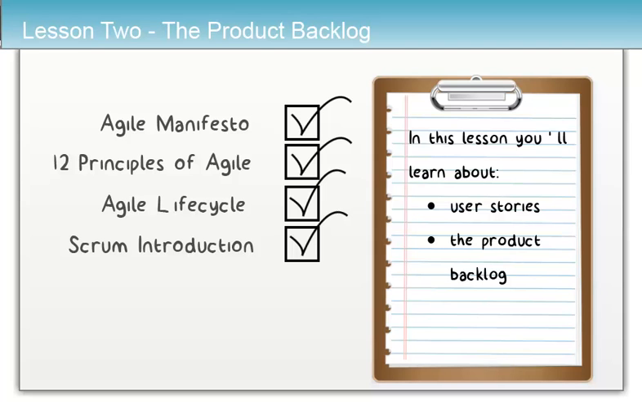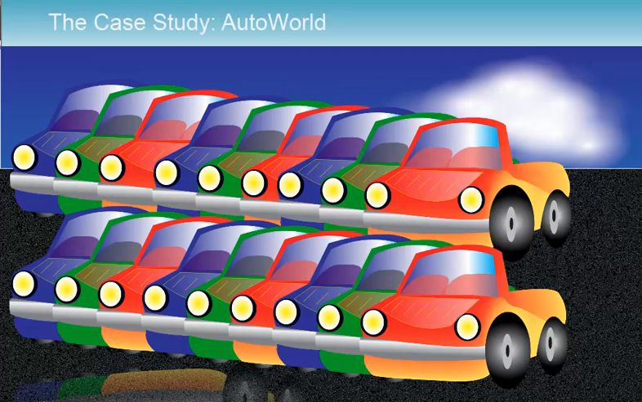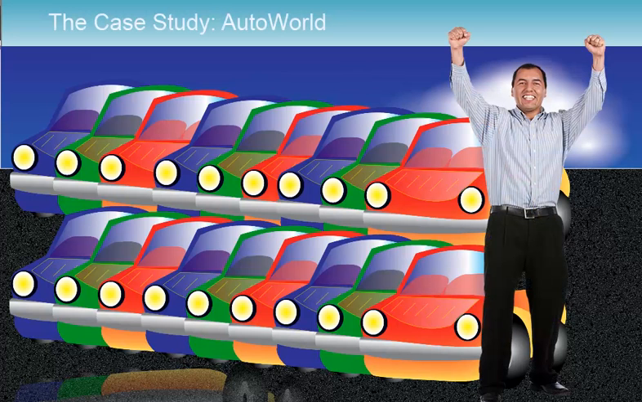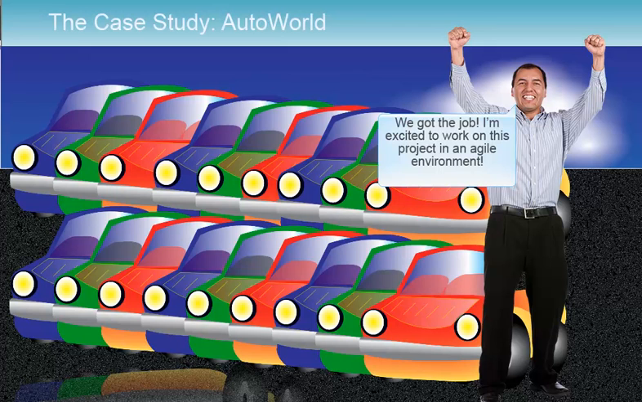We'll also use a case study to look at example user stories. By the end of the lesson, you'll be able to write sample user stories and organize them in a product backlog. In Lesson 1, we introduced a case study that will be used throughout the remainder of this course. Your web design company was just selected to work on a new website for AutoWorld, a growing car dealership. This case study will be used to demonstrate how Agile methodologies can be used in digital media projects.